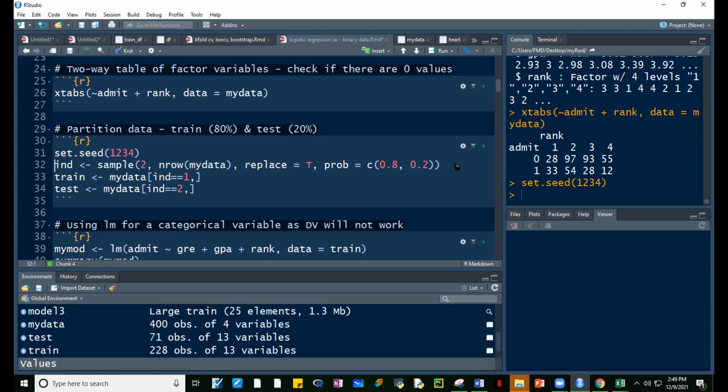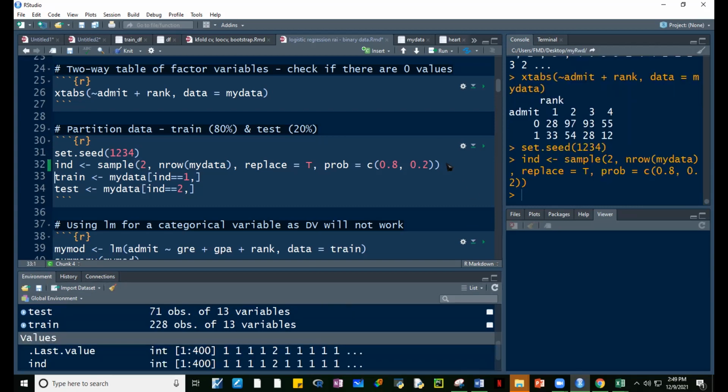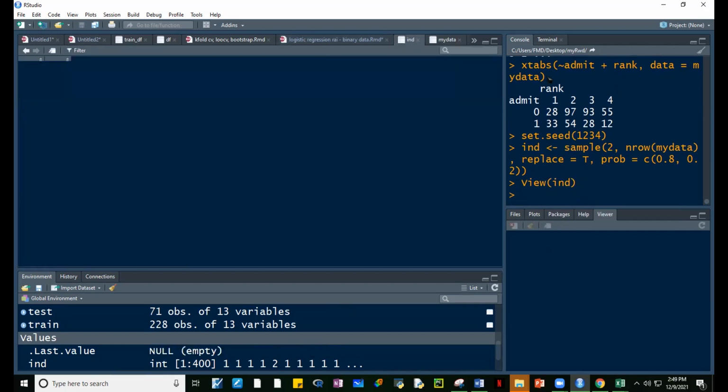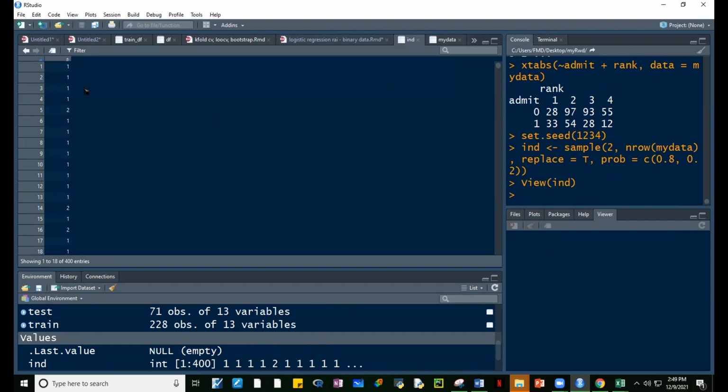So let's run this, and then, guys, if you take a look at ind, let me just show you quickly what the object ind will contain. So I'm typing here view(ind). Okay, for the benefit of those who were not here.